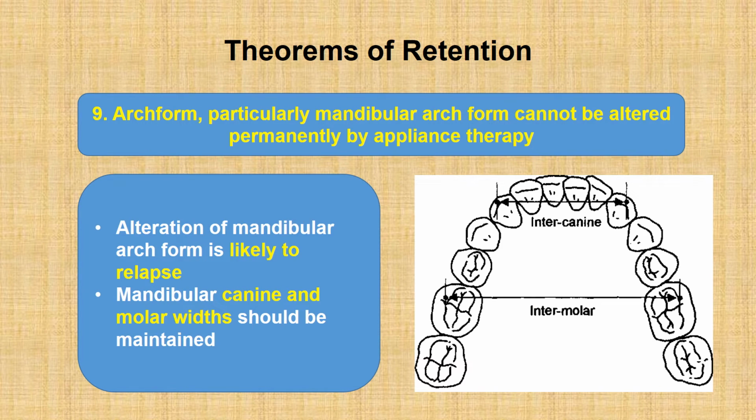Now, the ninth theorem of retention is that arch form, particularly mandibular arch form, cannot be altered permanently by appliance therapy. So, alteration of mandibular arch form is likely to relapse. So, as much as possible, mandibular intercanine and intermolar width should be maintained, and especially critical is the intercanine width.